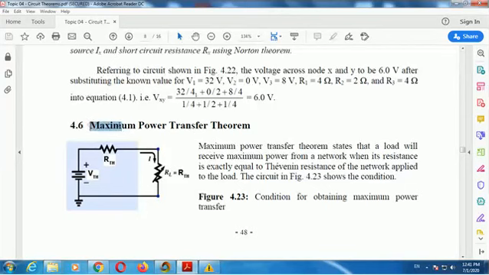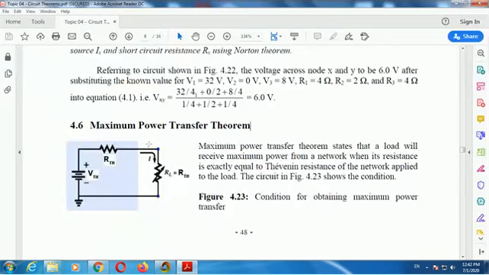Next, the maximum power transfer theorem. The maximum power transfer theorem states that a load will receive maximum power from a network when its resistance is exactly equal to the Thevenin resistance of the network applied to the load.